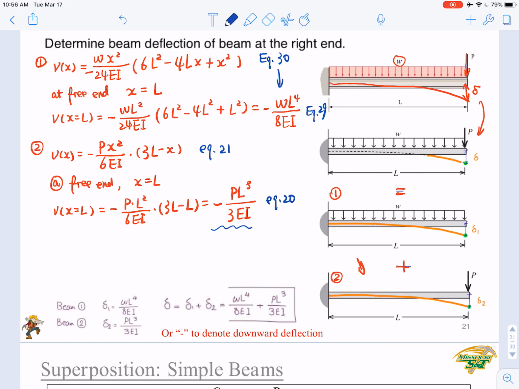So the overall deflection at the free end can be calculated by just simply summing these two together. So you get negative WL to the fourth over 8EI minus PL cubed over 3EI. Okay, so here is our final solution.